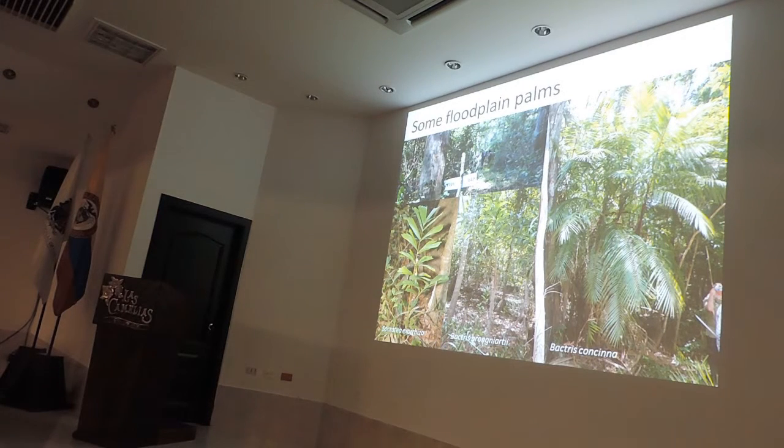The floodplain forests are more homogeneous, and we found from our experience that they have a very similar flora. The palm species on the floodplains are widespread, and we find the same species over large distances in the area.